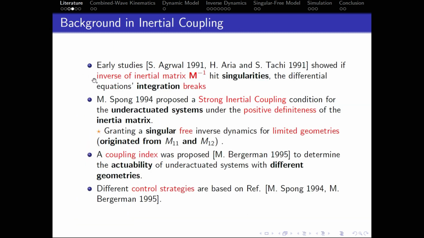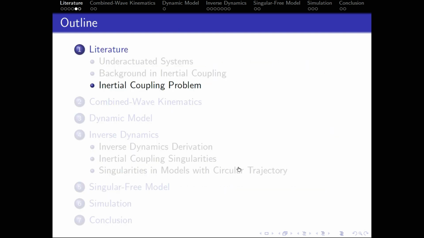In the background, earlier studies begin by showing that the inverse of the inertial matrix hits singularities and the differential equation integration breaks. Spong proposed a strong inertial coupling condition for underactuated systems by using the positive definiteness of the inertial matrix. This was showing a singular-free model, but there were geometrical limitations. Also, there was a coupling index to determine the actuability for different geometries. And the rest of the control strategies were based on these 2 conditions.